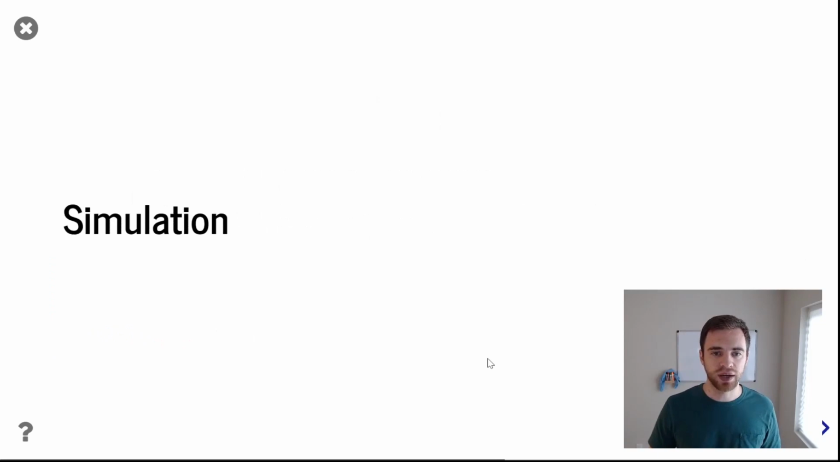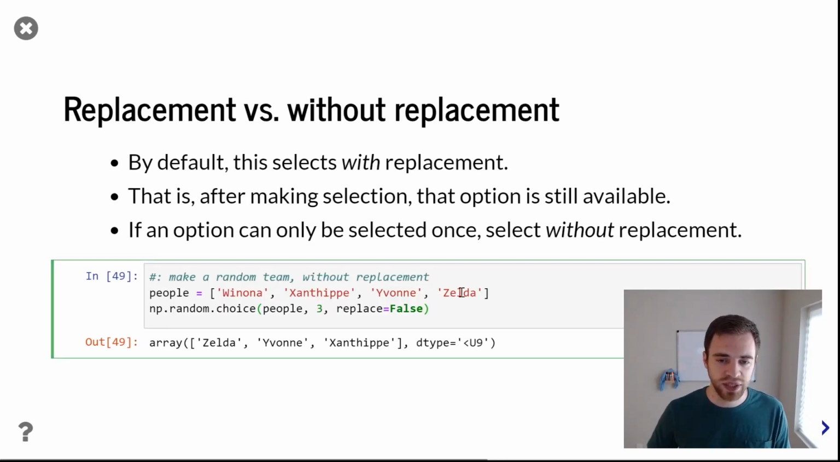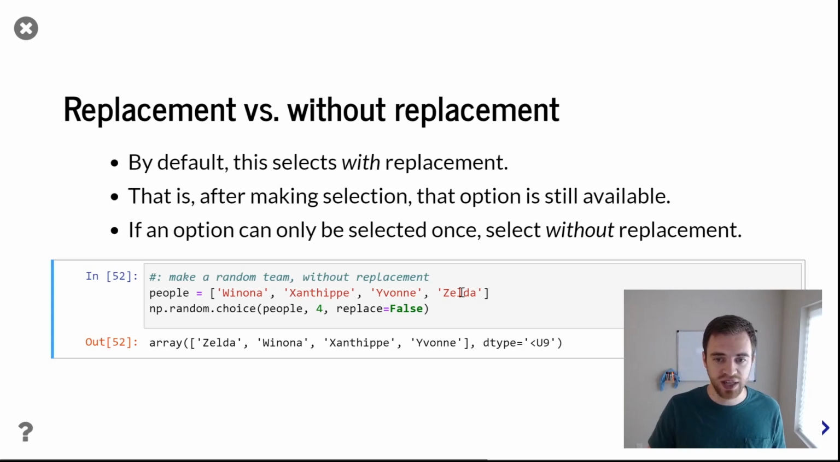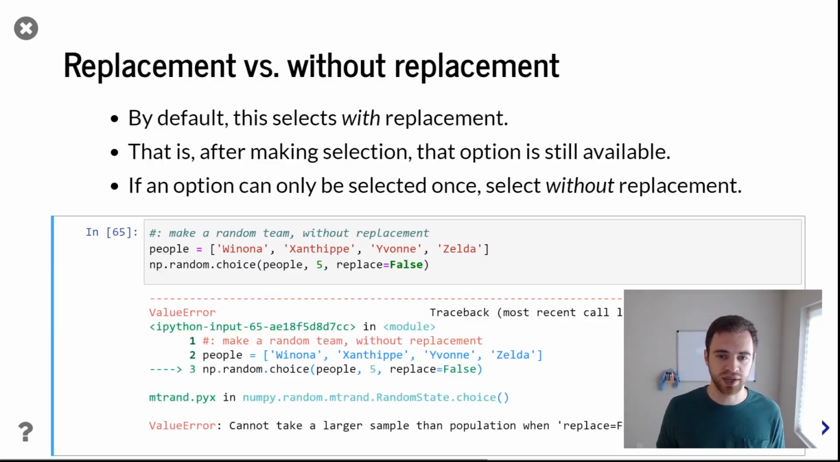So keep in mind that I can only do this up to the number of people that are in my list. If I have 4 people, I can run random choice and say select 4 of them, and it'll give me a permutation of those 4. But if I say give me 5, it'll yell at me, because you can't select 5 people with replacement or without replacement from a list of 4.